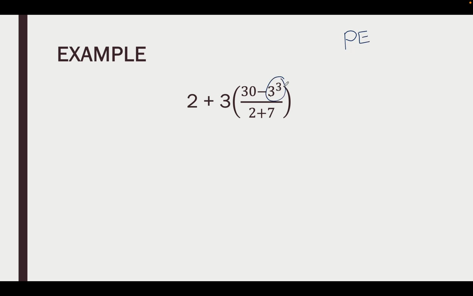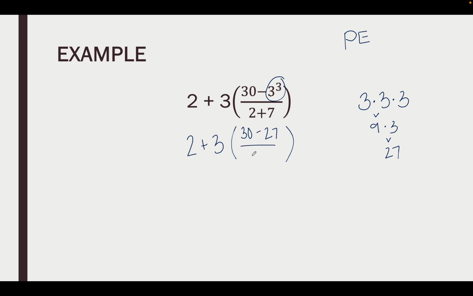This is 3 to the third power, which is 3 times 3 times 3. 3 times 3 is 9, and 9 times 3 is 27. So we're going to bring down the 2, bring down the plus 3. We aren't using any of that yet. And then we're going to change the 3 to the third power to 27.